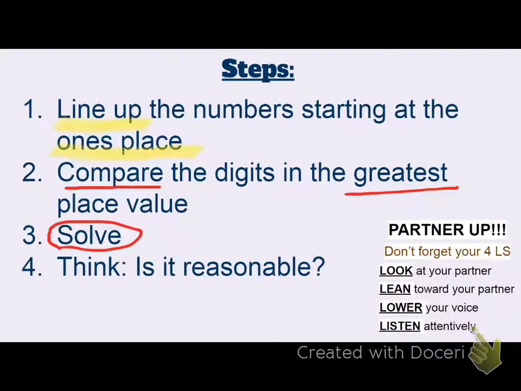Sometimes we solve by putting them in order from greatest to least or least to greatest, but in order for us to even compare, they have to be lined up. We have to be able to look at the greatest value in the digits to see, and then finally think, is it reasonable? Does my answer make sense? Am I answering the question at hand?